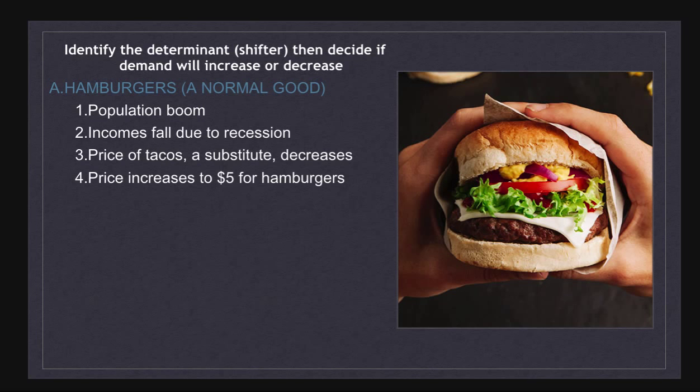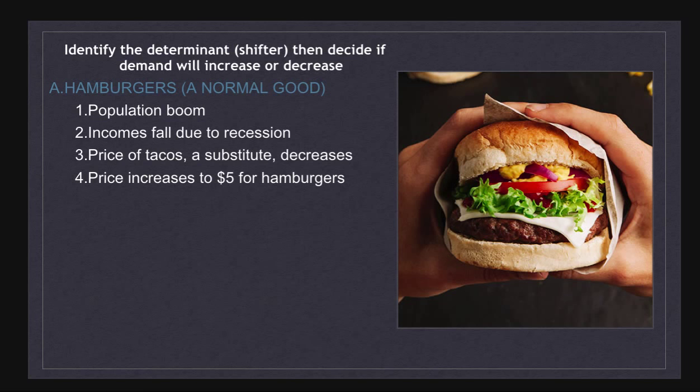Number 4. I'm on number 4 already. Price increases to $5 for hamburgers. Now, I know we don't know what the old price was, but we know there's a price increase here. It's a price increase on hamburgers. What is the determinant of demand? Is it going to increase or decrease demand? Is it going to shift right or shift left? When the price of hamburgers increases. Price increased. In case I didn't emphasize it enough, I'll use my laser pointer.